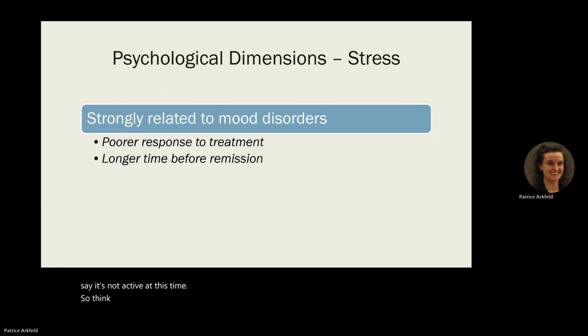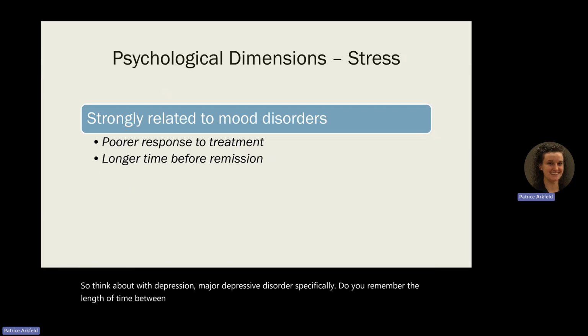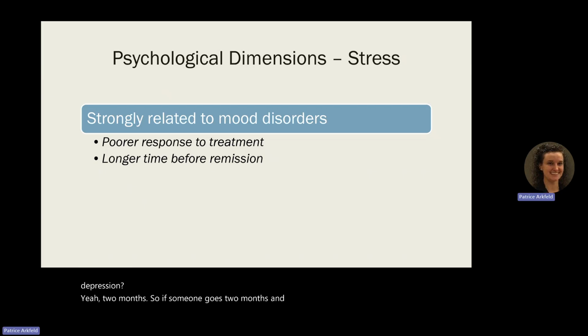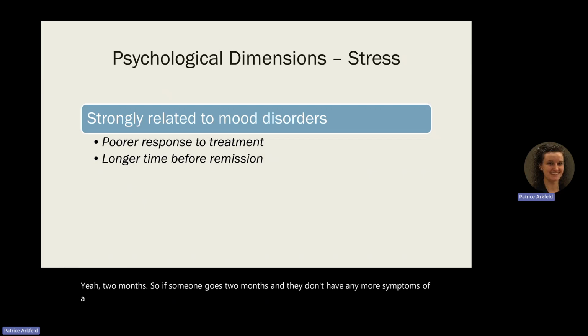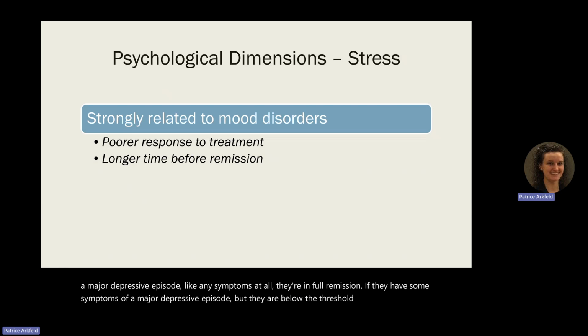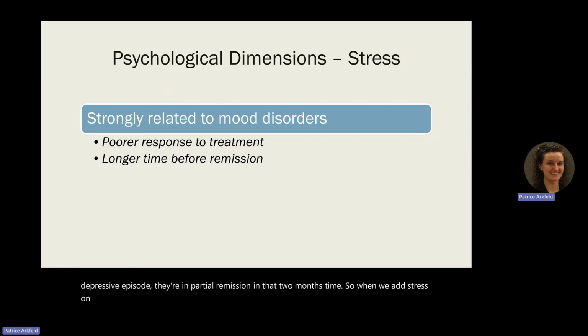So think about with depression, major depressive disorder specifically, do you remember the length of time between depressive episodes for us to consider them separate episodes of major depression? Yeah, 2 months. So if someone goes 2 months and they don't have any more symptoms of a major depressive episode, like any symptoms at all, they're in full remission. If they have some symptoms of a major depressive episode, but they are below the threshold of a full major depressive episode, they're in partial remission in that 2 months time. So when we add stress on top of that, it takes much longer for folks to get to that remission stage, and it takes longer for the treatment to work.